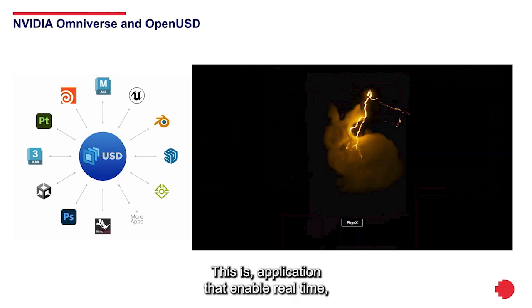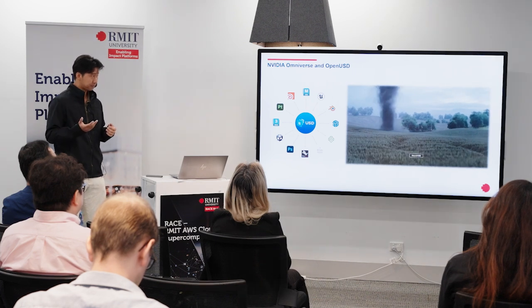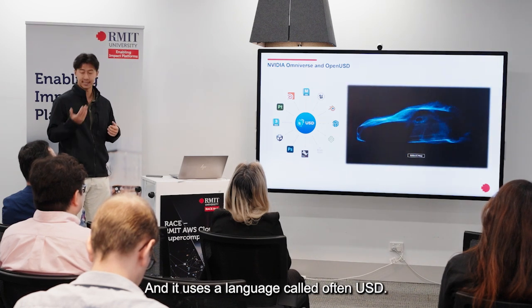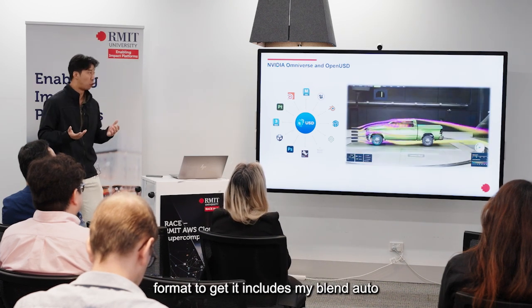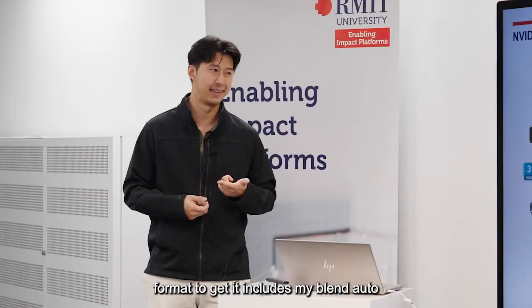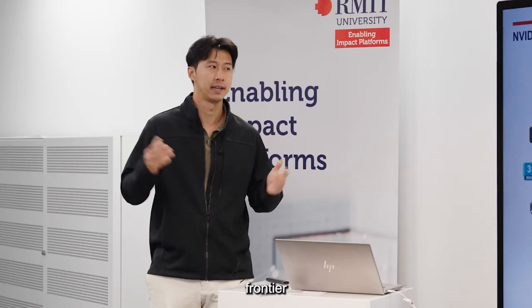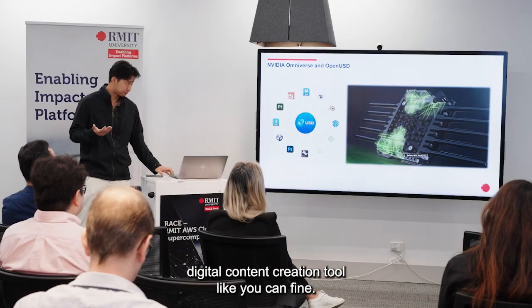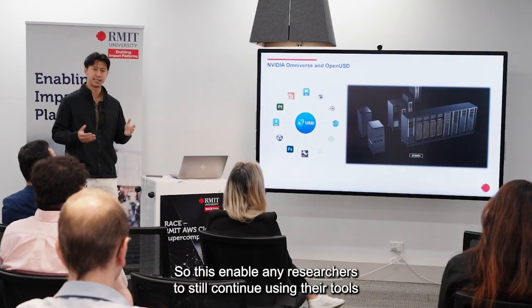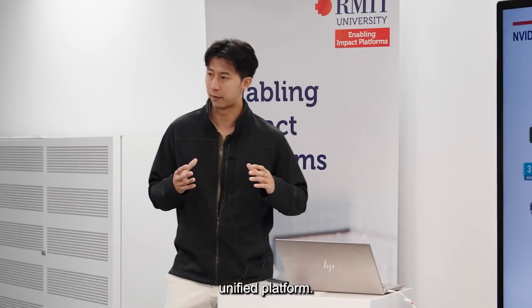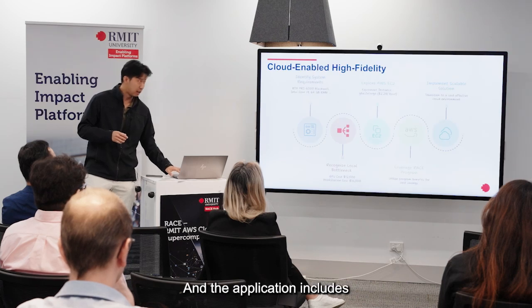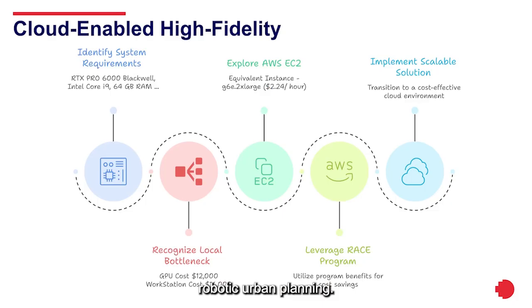Nvidia Omniverse is an application that enables real-time physics-based simulation, and it uses a language called OpenUSD. OpenUSD unifies different digital content creation tool formats together, including Maya, Blender, and all of the frontier digital content creation tools that you can find. This lets researchers continue using their tools and collaborate together on one unified platform. The applications include robotics, urban planning, and autonomous vehicles, as mentioned earlier.